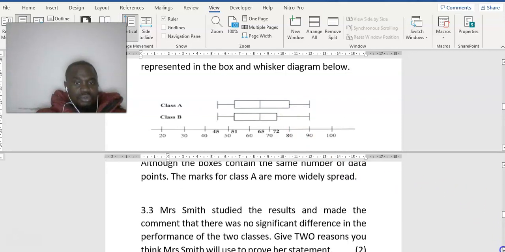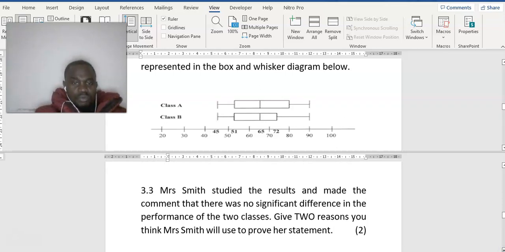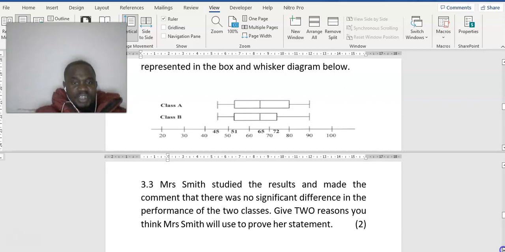Okay, so let's look at 3.3. Mrs. Smith studied the results and made comments that there was no significant difference in the performance of the 2 classes. Give 2 reasons you think Mrs. Smith will use to prove her statement.